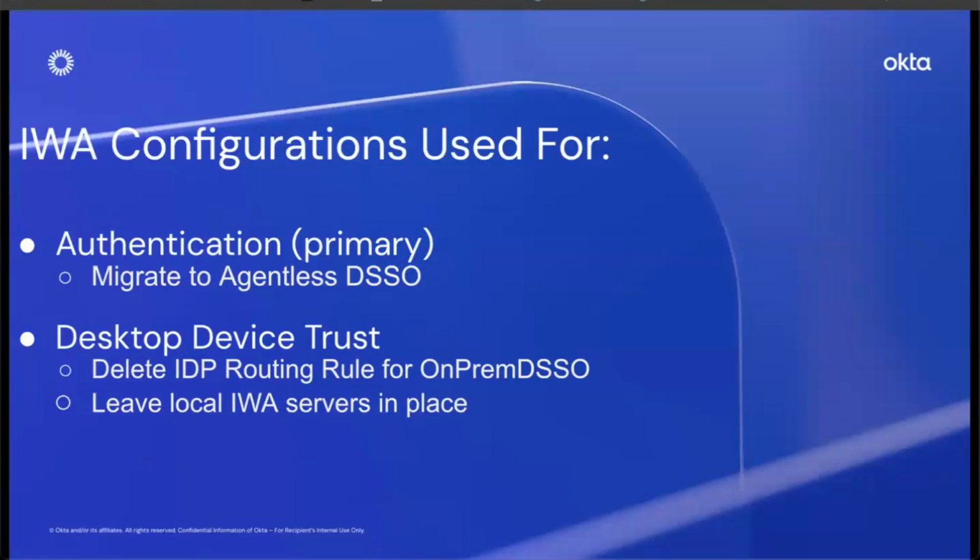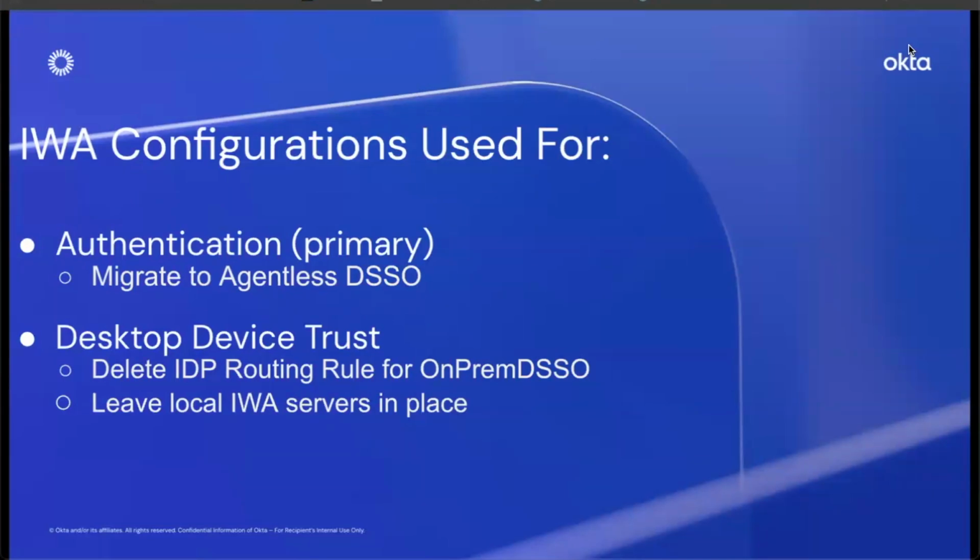There is, however, a secondary use case where you may not necessarily be using IWA for authentication, but you may have the servers in place locally to manage desktop device trust, to issue the certs for the Windows-based desktop device trust. If you are using the authentication functionality of the IWA servers, then before you take the steps to delete that routing rule, you're going to want to make sure that you migrate to agentless desktop single sign-on so that you can keep that same functionality.